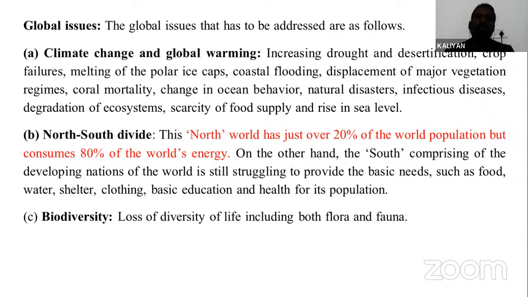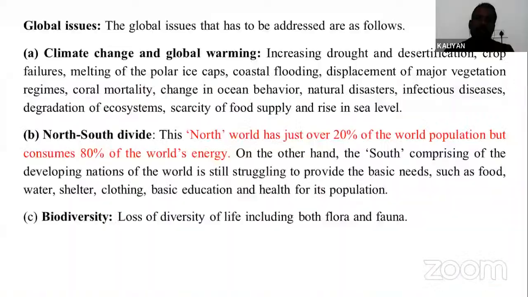And then the north-south divide. The northern world has just 20% of the population, but they consume 80% of the world's energy. So we divide the world into north and south. Mostly the south are developing countries and the north are developed countries. Developed countries have only 20% of the population, but they consume 80% of the world's energy. So this kind of divide is there, and that is a global issue. And biodiversity, we lose the diversity of life, including both flora and fauna.